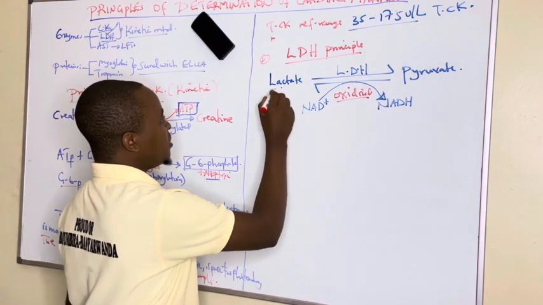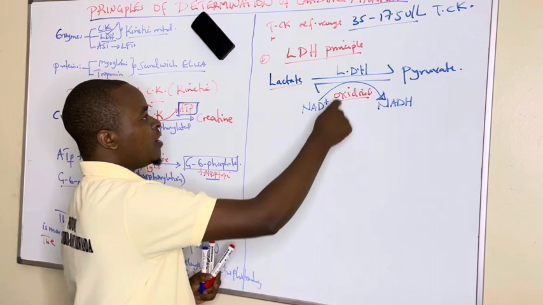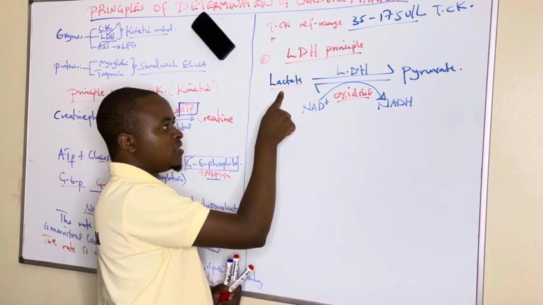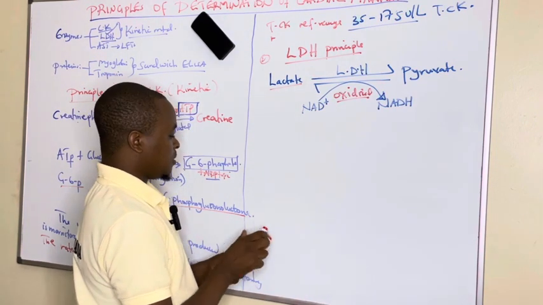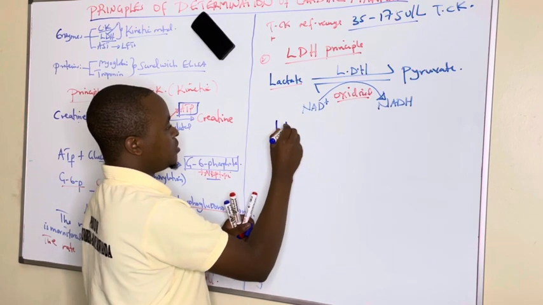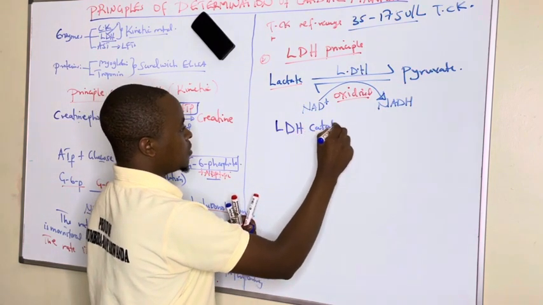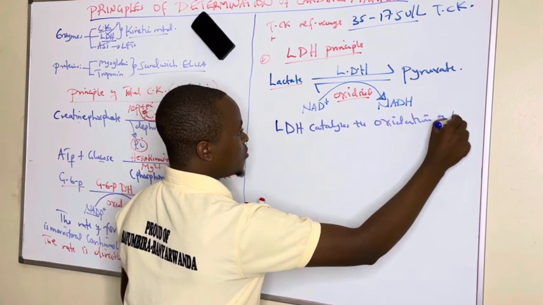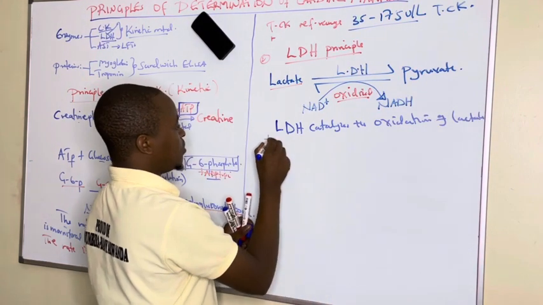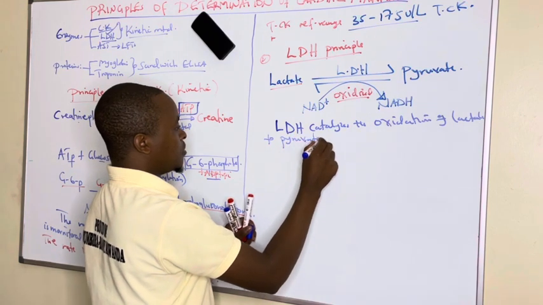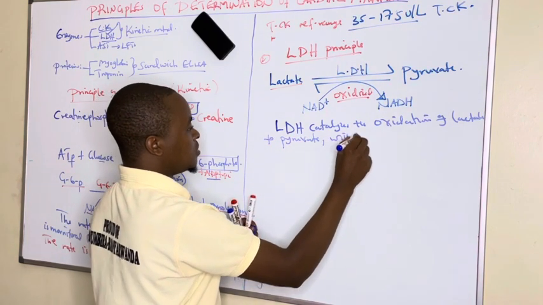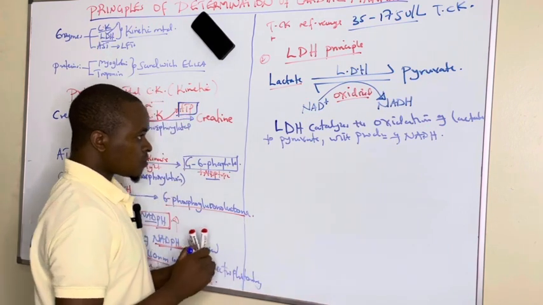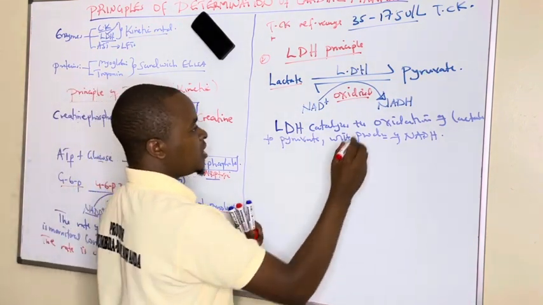So if the reagent contains lactate and the sample has lactate dehydrogenase, the LDH catalyzes the oxidation, or the conversion, of lactate to pyruvate with the production of NADH. And what we are interested in is the production of NADH.